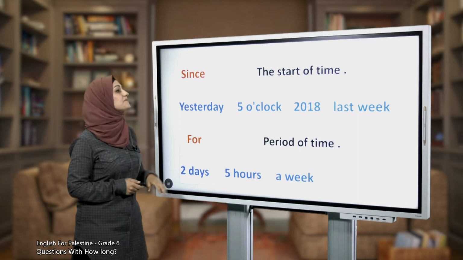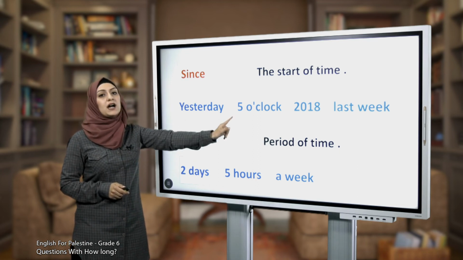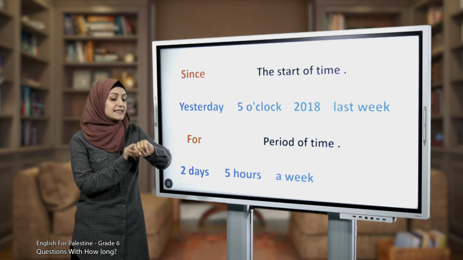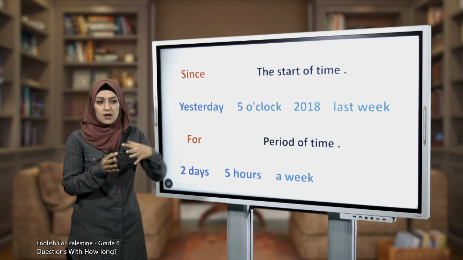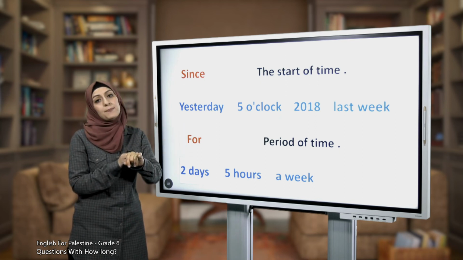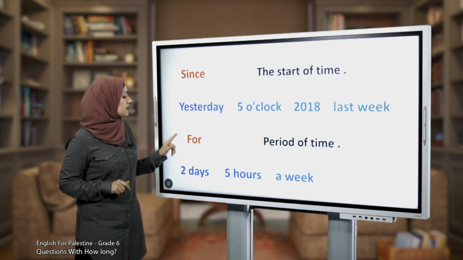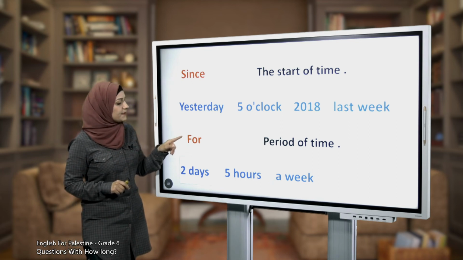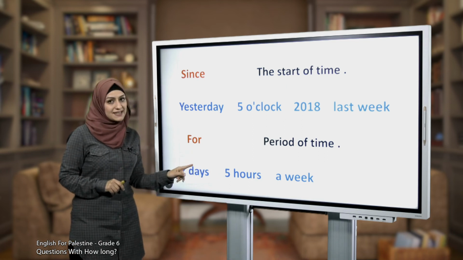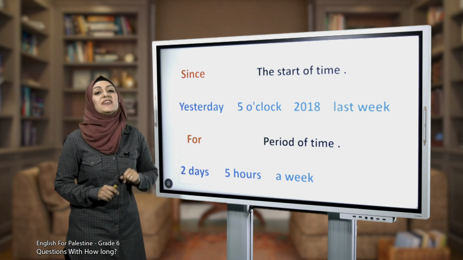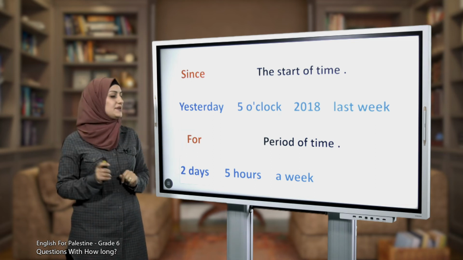For example, I have been waiting here since 5 o'clock. The action has started at 5 o'clock, but you don't know how long the action has been happening if you don't know the hour now. While I have been waiting for 5 hours. In this sentence, you don't know when the action has started, but you know the period.